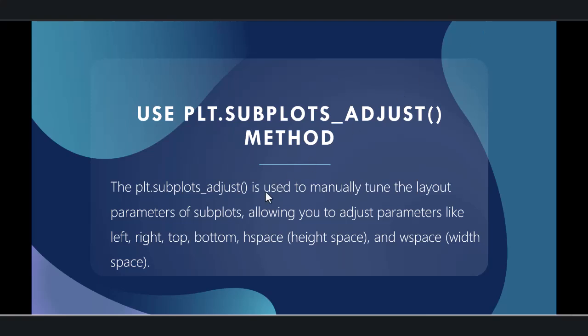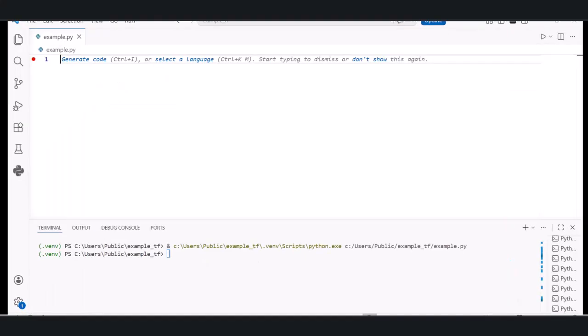This method is used to manually tune the layout parameters of subplots, allowing you to adjust parameters like left, right, top, bottom, hspace, and wspace. We can manually tune the layout parameters of subplots, and it allows us to adjust these spacing terms. It is saying that we can give these values manually. I'll explain this in an example.